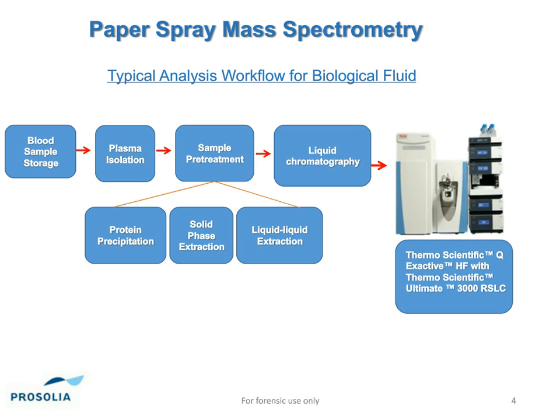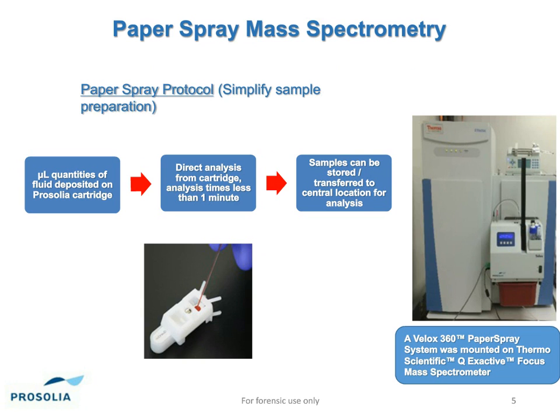What we're trying to do with paper spray is to basically simplify that whole process. So we have designed some cartridges which allow you to deposit microliters of that biological fluid directly onto a cartridge and let it dry. Then we do a direct analysis off the cartridge, and that analysis takes less than a minute. Once the sample is on the cartridge, we found that it is also stable, and it can be transferred to other locations. So if a sample was taken in a location which did not have access to a mass spectrometer, it would be easy to package that sample up and ship it someplace else that might have one that could do the analysis.